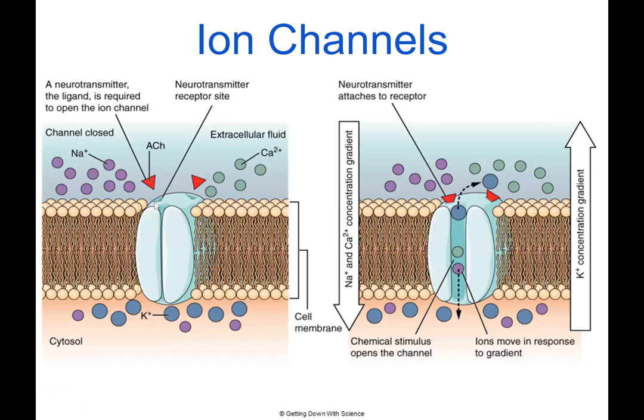So the ligand comes in, attaches to the channel. In this diagram, it causes the channel to open, and that open channel is allowing the neurotransmitter to move in, and it's allowing ions to move also. So we've got sodium and calcium going one way, we have potassium going the other. So we're making this concentration gradient concept.